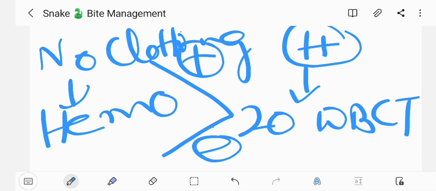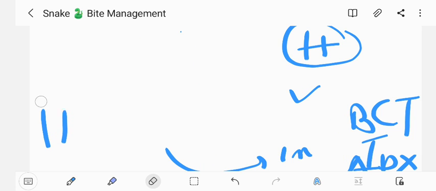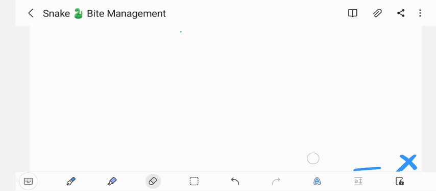If it is negative, then you can treat with injection tetanus toxoid and antibiotics. So at first we do the 20-minute whole blood clotting test. If it is positive, it is hemotoxic, and if it is negative, treat it by giving only injection tetanus toxoid, antibiotic, or some analgesia.